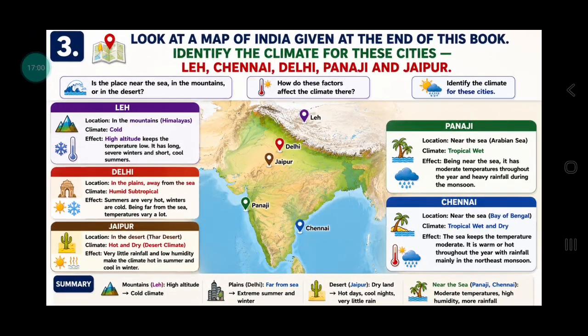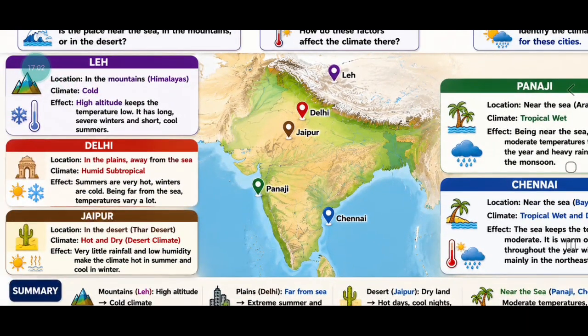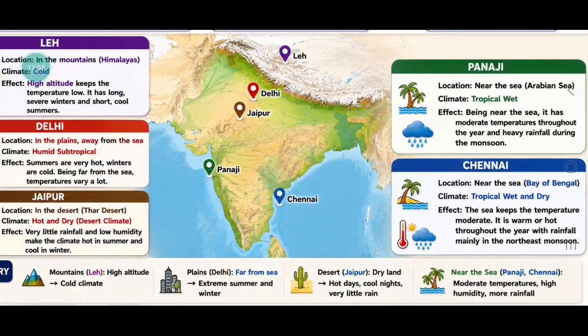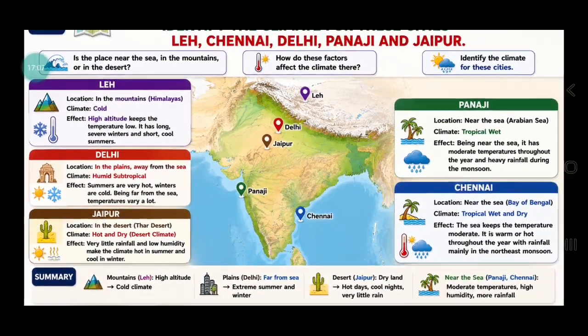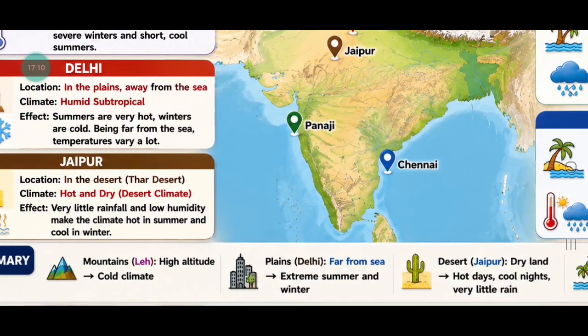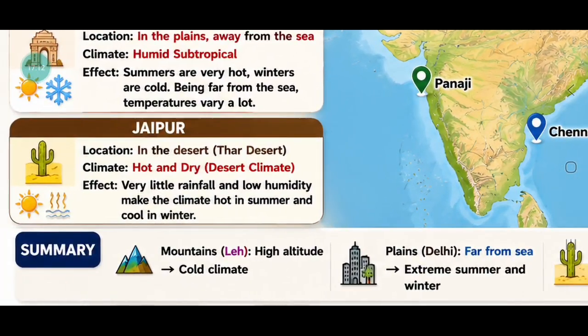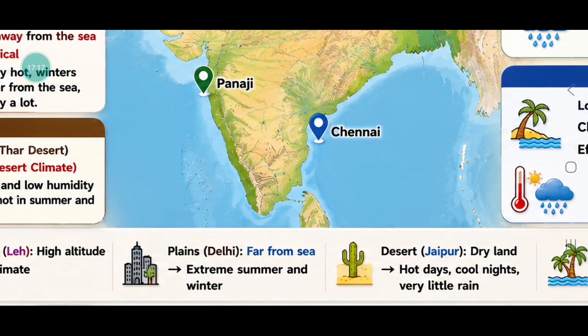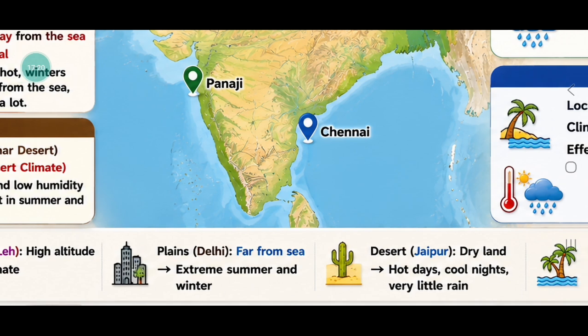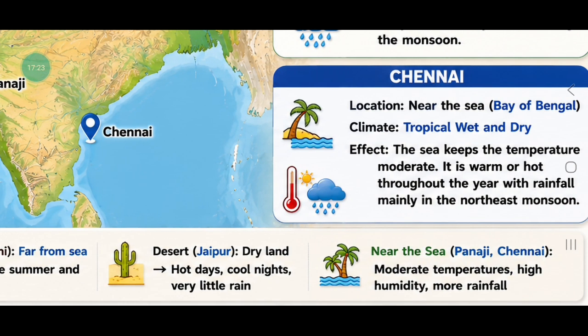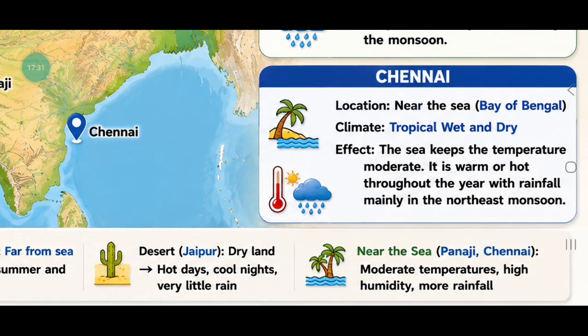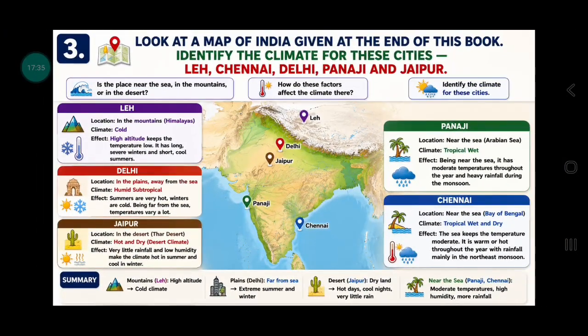With this answer, it is better if you do the map work also. Leh, Delhi, Jaipur, Panji, Chennai. Locate all these on the map and then describe the temperature and climatic conditions of these cities. Mountain, Leh, high altitude, cold climate. Plains, Delhi, far from sea, extreme summer, extreme winter. Same way, desert, Jaipur, arid climate, dry land, hot days, cool nights, very little rain. And Panji near the sea, moderate temperature, high humidity, more rainfall. So this is the answer of this.